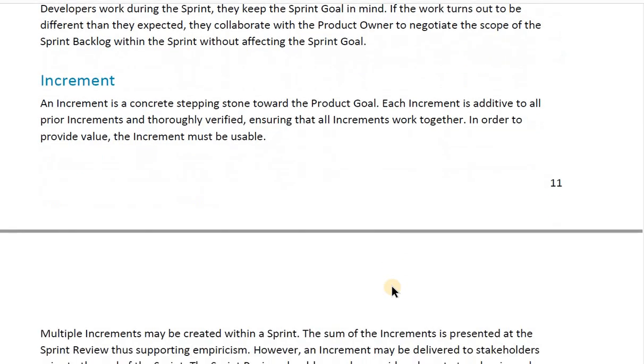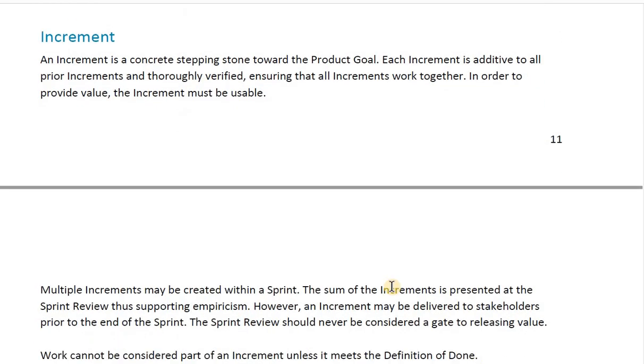Then the last one, the increment. An increment is a concrete stepping stone towards the product goal. Each increment is additive to all prior increments and thoroughly verified to ensure that all increments work together.